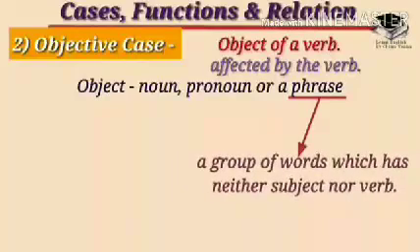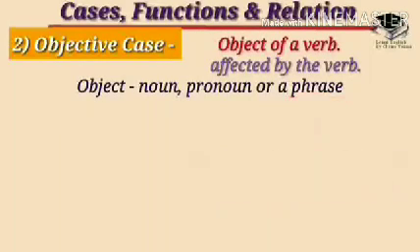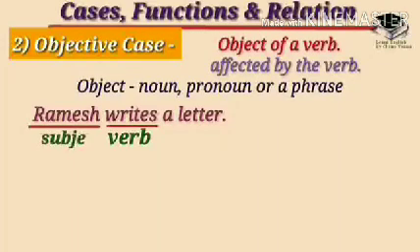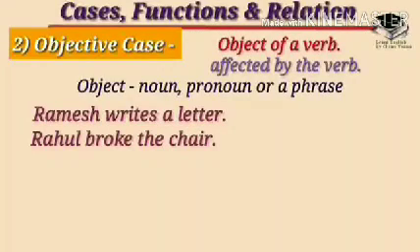And what is a phrase? A group of words which has neither subject nor verb. Okay? A group of words, this is a phrase. Like this example, Ramesh writes a letter, and you know that writes is the verb, Ramesh is the subject, and letter is the object. So here letter is known in this sentence as objective case.